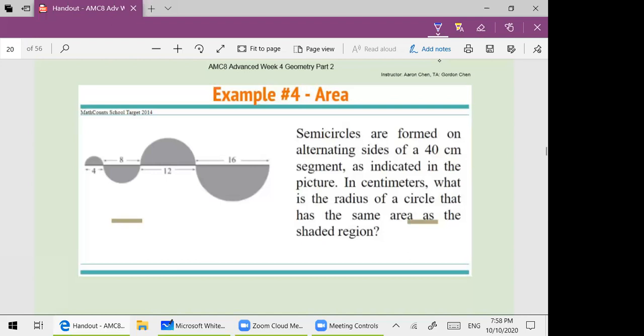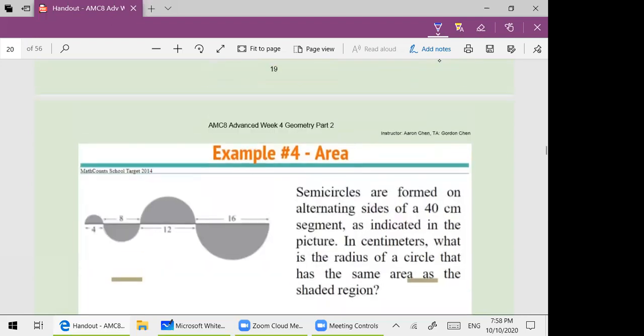Alright. And for this problem, express your answer in the form a-, please send it in this form in the chat, where a and b are integers.